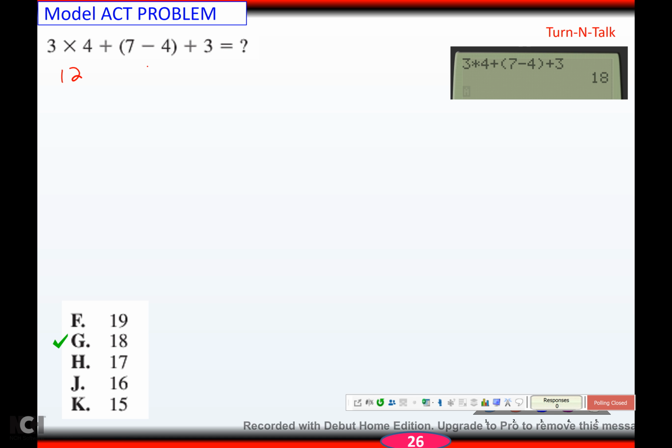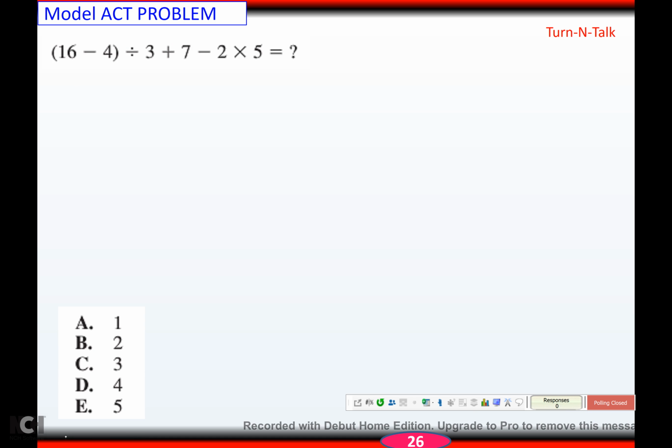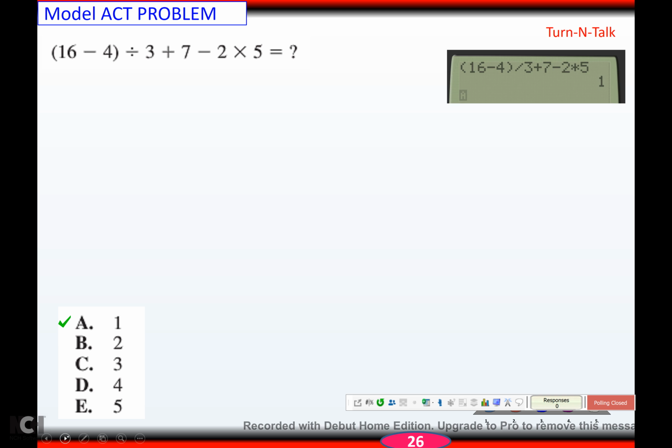And you do parentheses first. So you'd have 12 plus 6 is 18. Try this one, hit pause, come back when you're ready. And you should get 1 when you type all that in. This would be 12. I need to do that division and that multiplication. That's 4, that's 10, so plus 7 and a minus. That's 11, minus 10 is 1.